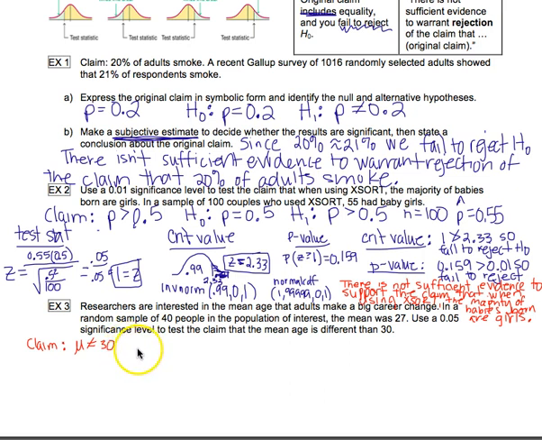Remember that our null hypothesis always has to have an equal sign. This is not an equal sign. That's a not equal sign. So our null hypothesis then has to be that mu is 30. And remember that the claim itself always has to be either the null or the alternative. So in this case, it has to be the alternative. So our alternative hypothesis is that mu is not equal to 30.